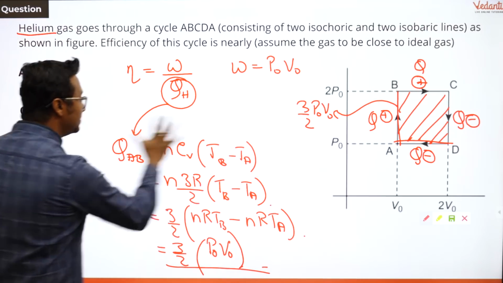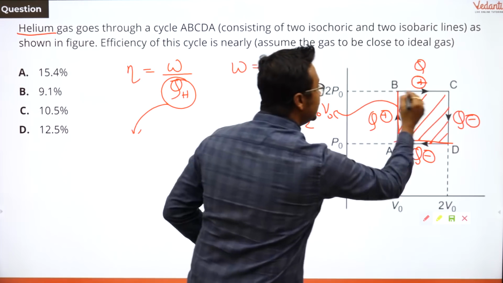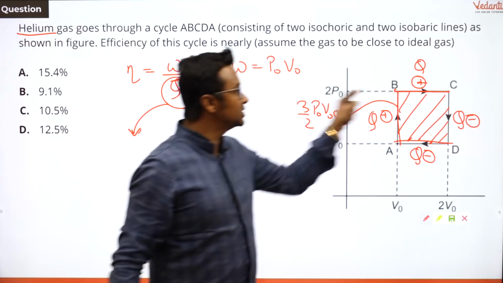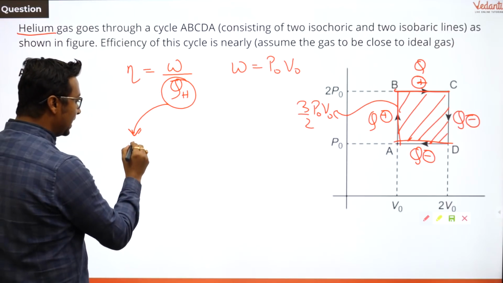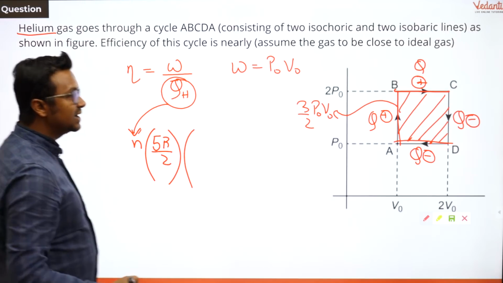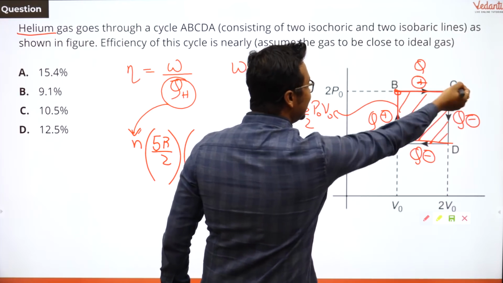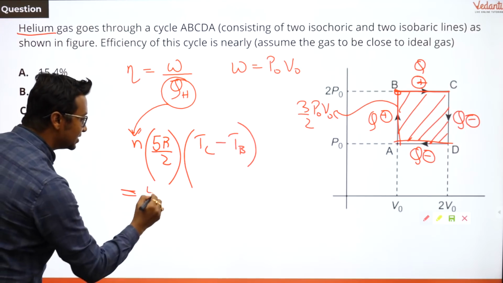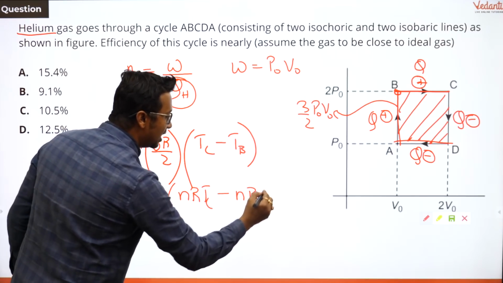Okay, chalo, let me rub this particular part and find out what is going to be the work done in the BC process. So, my dear students, not the work done, the heat. Now, in the BC process, heat is nCp delta T. For a monoatomic gas Cp is 5R by 2, into delta T. Delta T is TC minus TB. So this can be written as 5 divided by 2 into (nRTC minus nRTB).